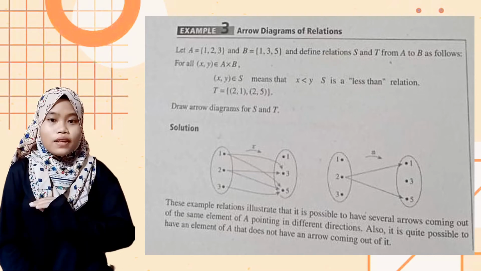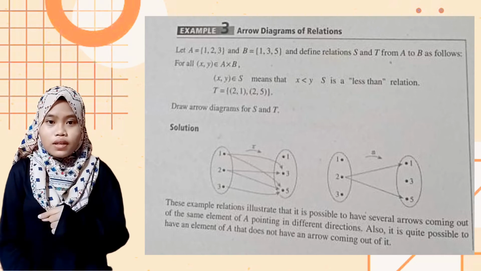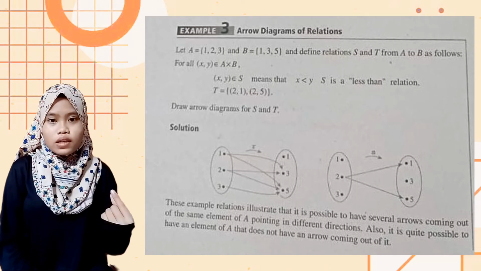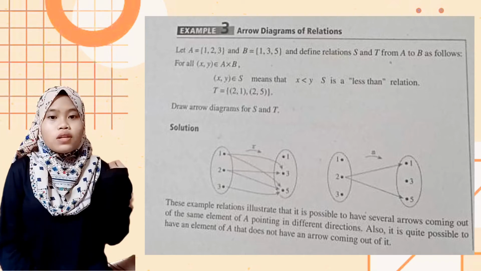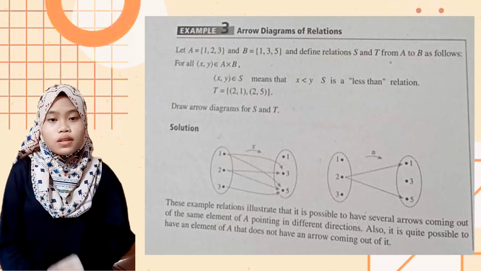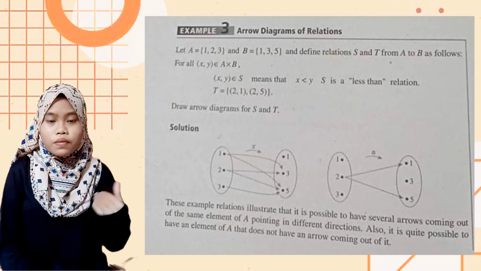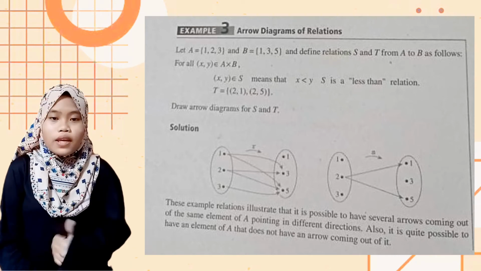Si 3 ay hindi rin na-arrow kay 3 since 3 is equal to 3. They are not related also. So na-arrowed lang siya kay 5 since 3 is less than 5. They are related. Okay.